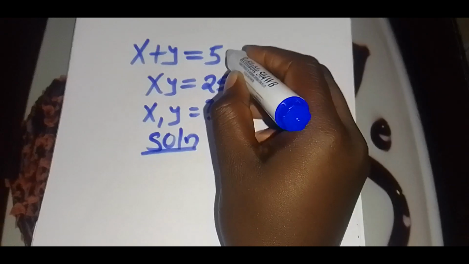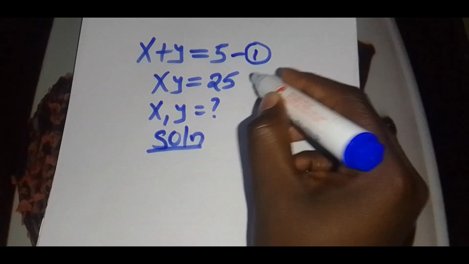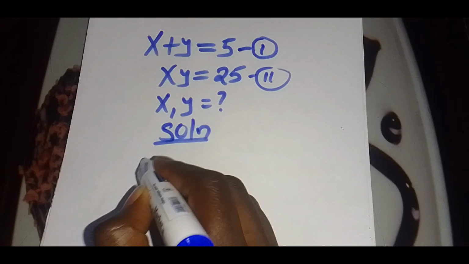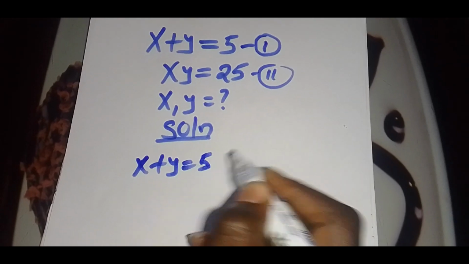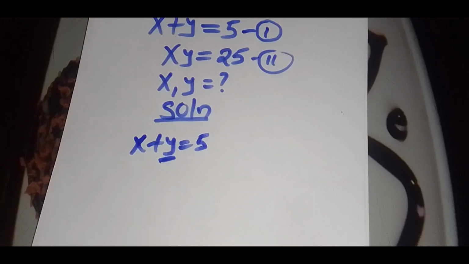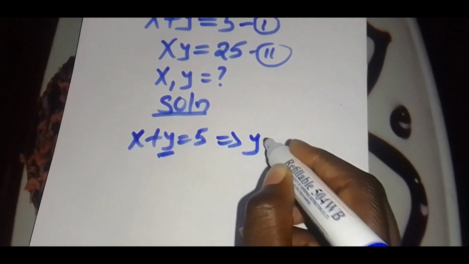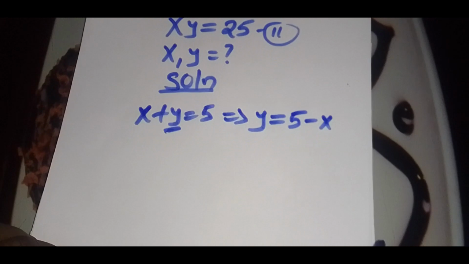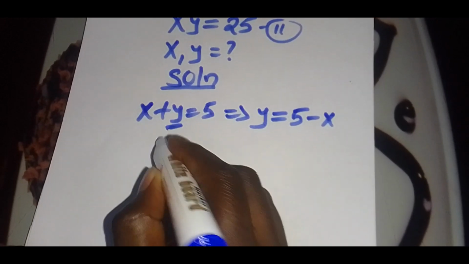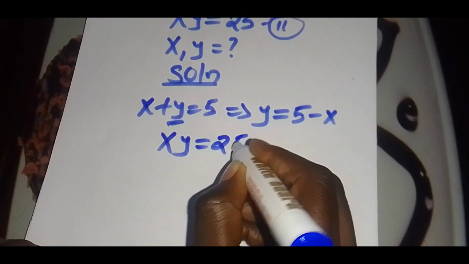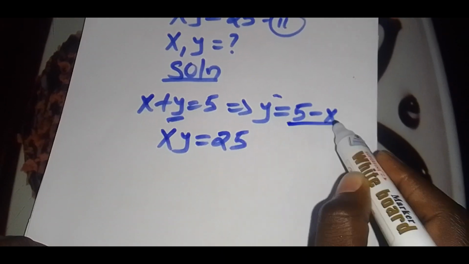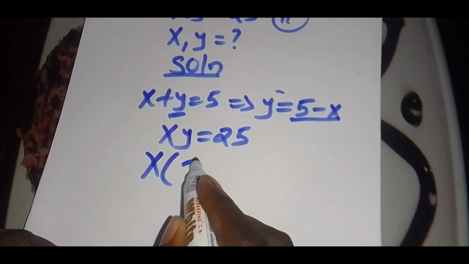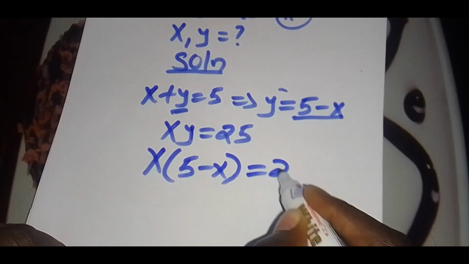So as you can see, this is the first equation and this is the second equation. From our first equation, x plus y equals 5, we can make y the subject of the formula, so that we have y equals 5 minus x. Now the second equation is xy equals 25. We're going to substitute the value of y into our equation, so that we have x times (5 minus x) equal to 25.